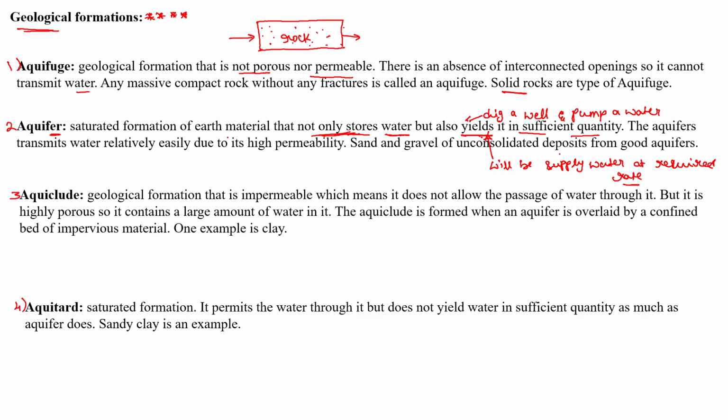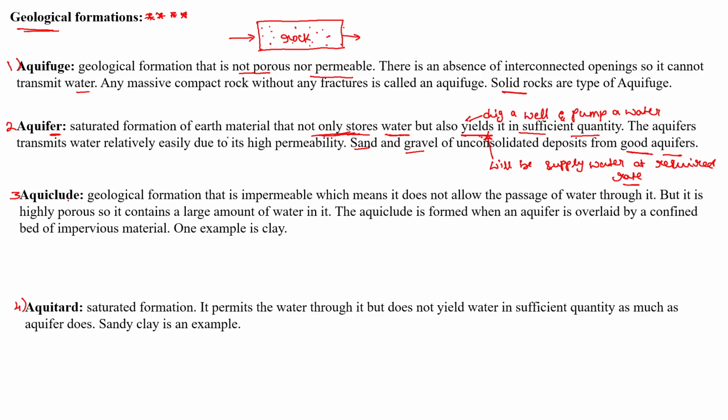So these aquifers transmit water relatively easily due to their high permeability. Sand and gravel can be classified as good aquifers. Remember these examples; they can be asked in match-the-following type questions. So these are the very important four formations.